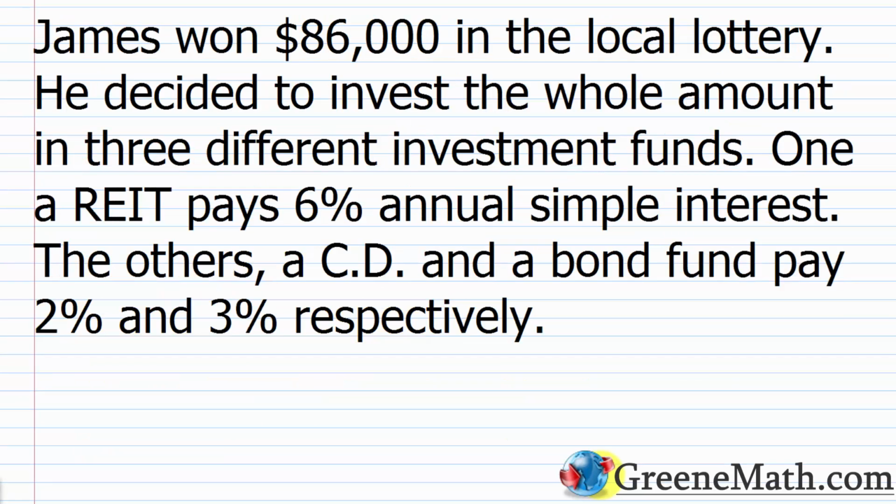All right, let's wrap up our lesson with one that's a little bit more tedious. So James won $86,000 in the local lottery. He decided to invest the whole amount in 3 different investment funds. One, a REIT, which stands for Real Estate Investment Trust, pays 6% annual simple interest. So remember, with simple interest, you don't get interest on top of interest. So the others, a CD, certificate of deposit, and a bond fund, pay 2% and 3% respectively. So that means that the CD pays 2%, the bond fund pays 3%.